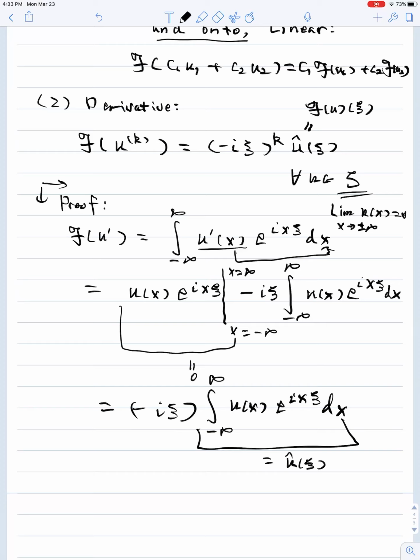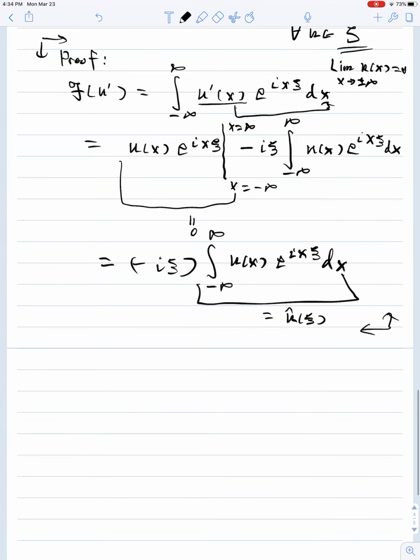So therefore we get this formula for k equals 1. For k equals n, for any arbitrary k, you just use the induction principle, or just repeat what is going on, using integration by parts repeatedly. So that is the proof of this.